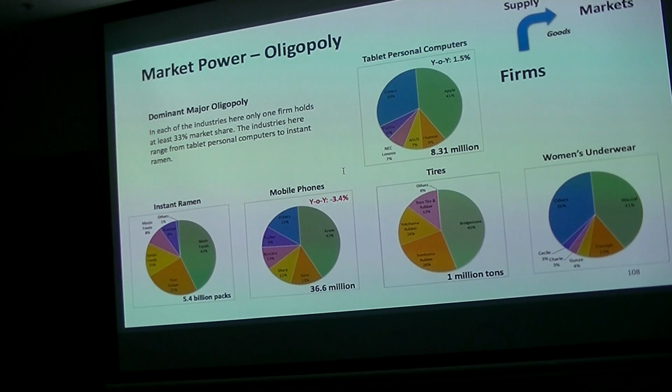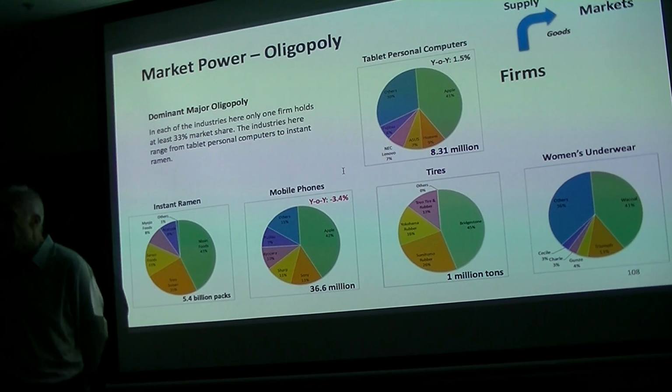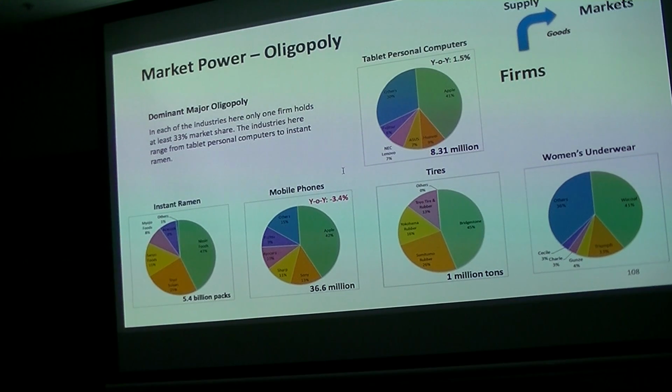Now we're going to move on to what I call dominant major oligopolies. One of the things is that Japan has had at least a reputation for being not terribly competitive markets, but really what you're going to see is there's a lot of competition out there. Most industries have no monopolies. There's fairly vigorous competition in many of these industries.